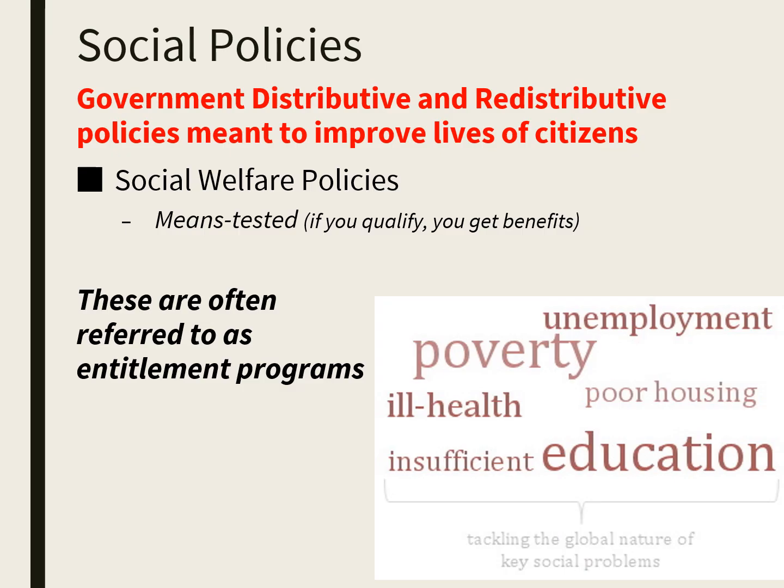All right, so kind of going back to those types of policies. Those that are distributive and redistributive are often meant to improve the lives of citizens, right? So they're meant to provide some sort of benefit to people, sometimes by taking from some and giving to others, sometimes by just giving a benefit to a segment of the population that meets the requirements. So these are known as social policies. Often they're social welfare policies, which means they're usually means tested. You have to qualify in order to get the benefits. They're also often referred to as entitlement programs.